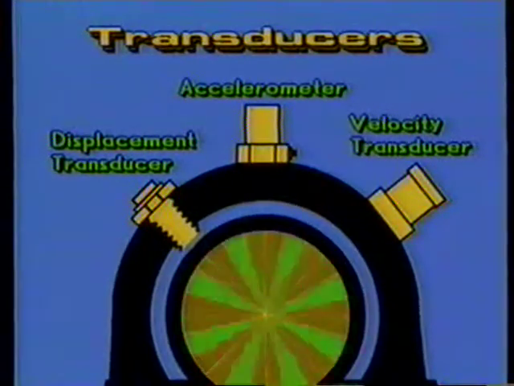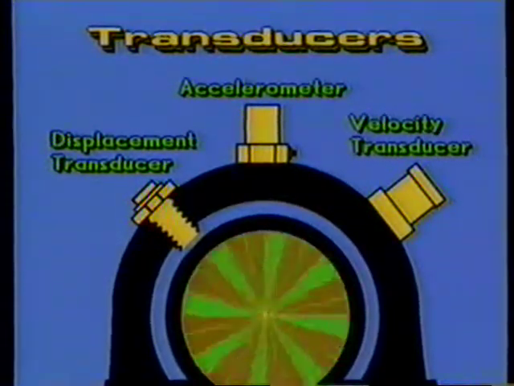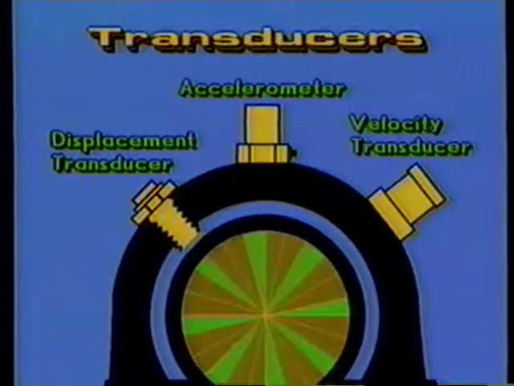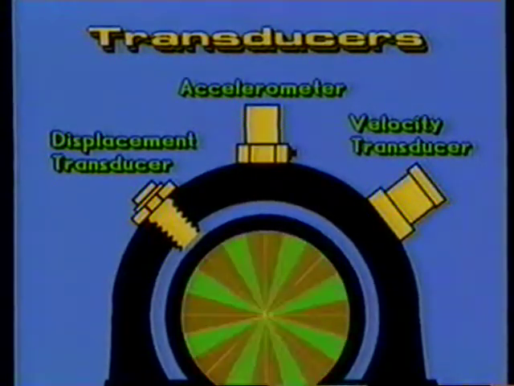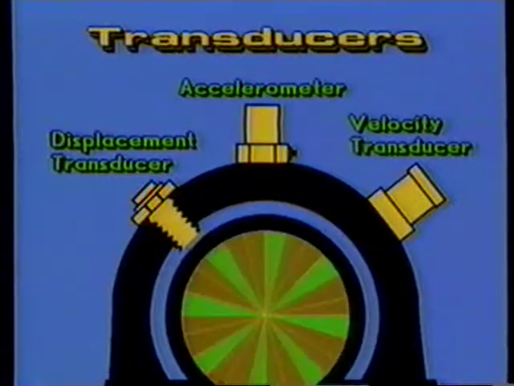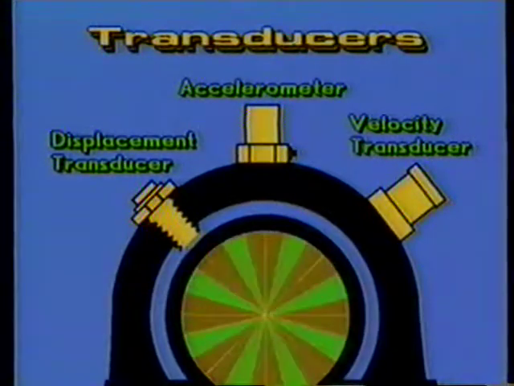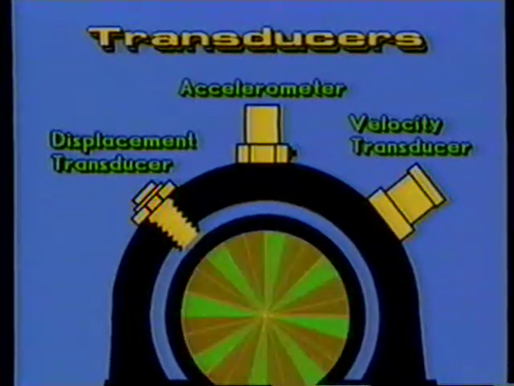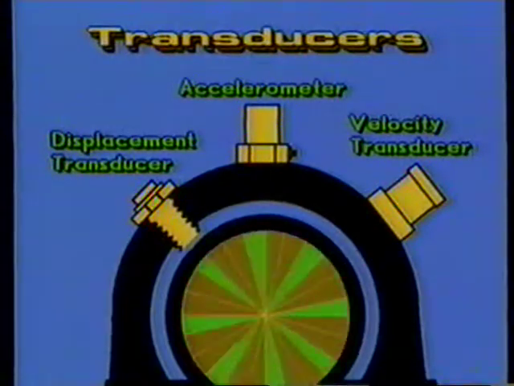Velocity pickups and displacement transducers, or proximity probes as they're more often called, have traditionally been used for fault detection. However, accelerometers are becoming more popular because they're better. There's very little fault detection information available from the proximity probe that you can't get from an accelerometer, while the limited performance given by a velocity transducer is eventually going to make them obsolete.